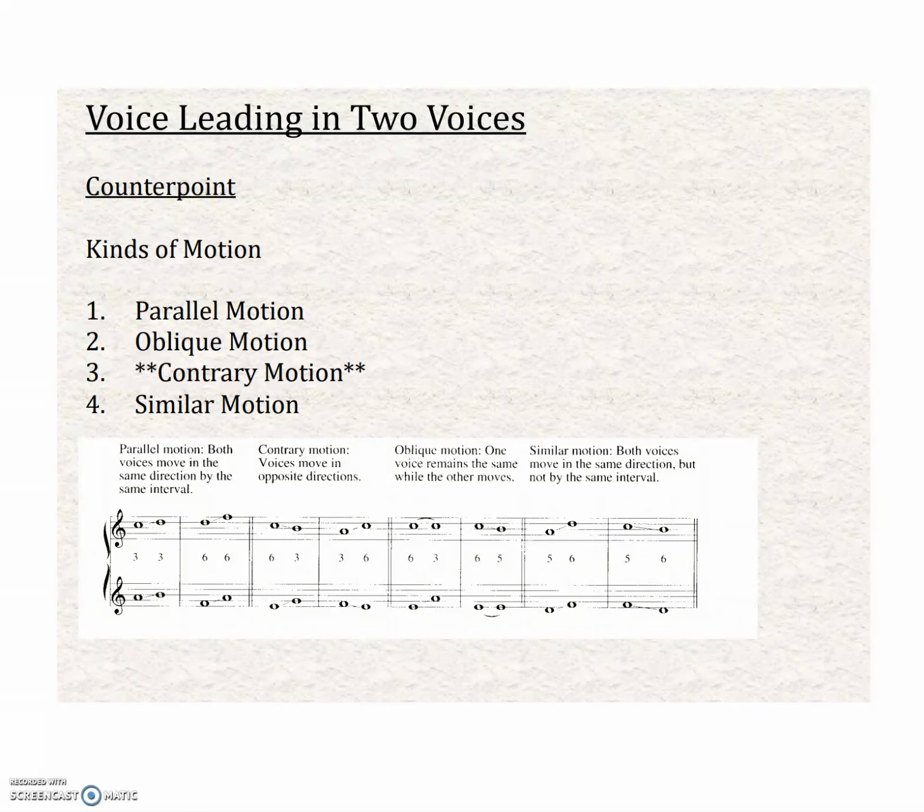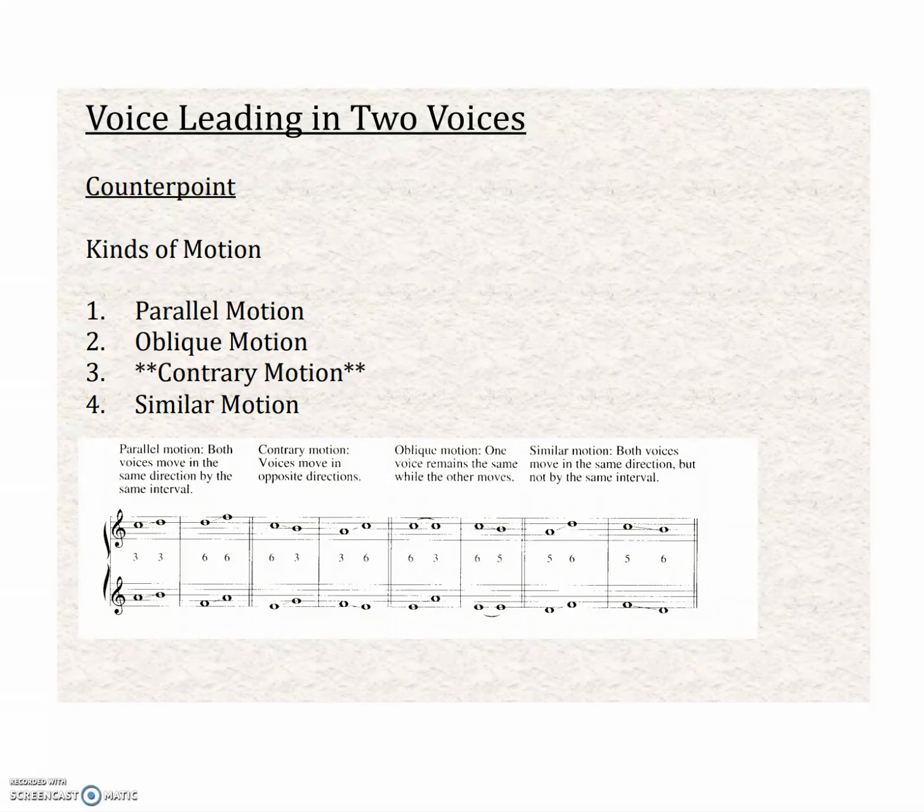In order to learn the rules, we have to talk about the kinds of motion. The first kind of motion is parallel motion. Parallel motion, and you can see it a little bit further down here, is where both voices move in the same direction by the same interval. So what's written right there is both voices moving up one step, and we see 2/3 together.